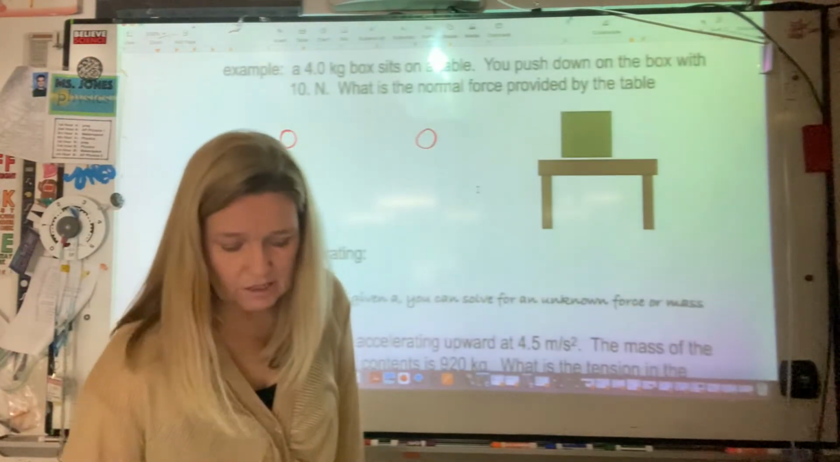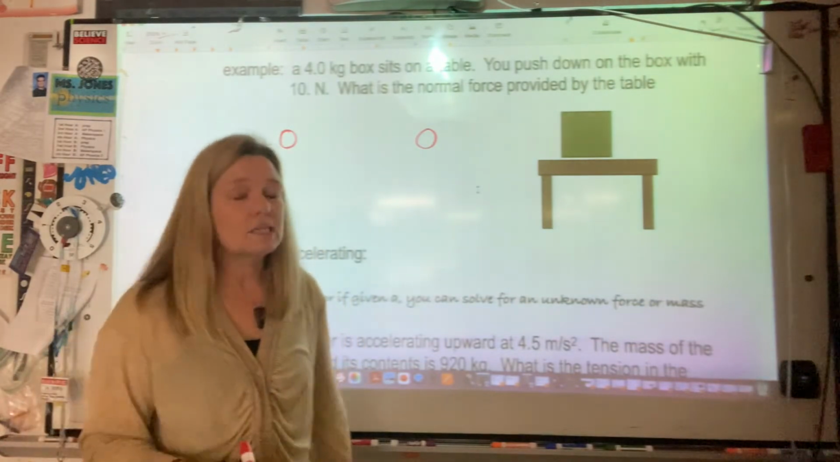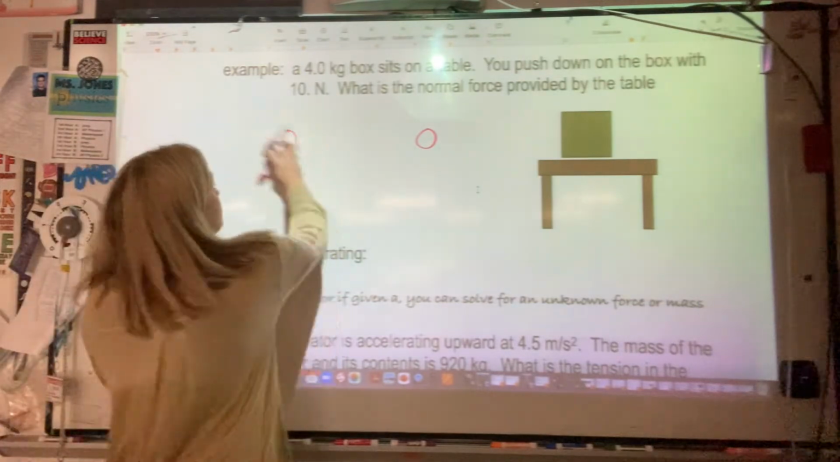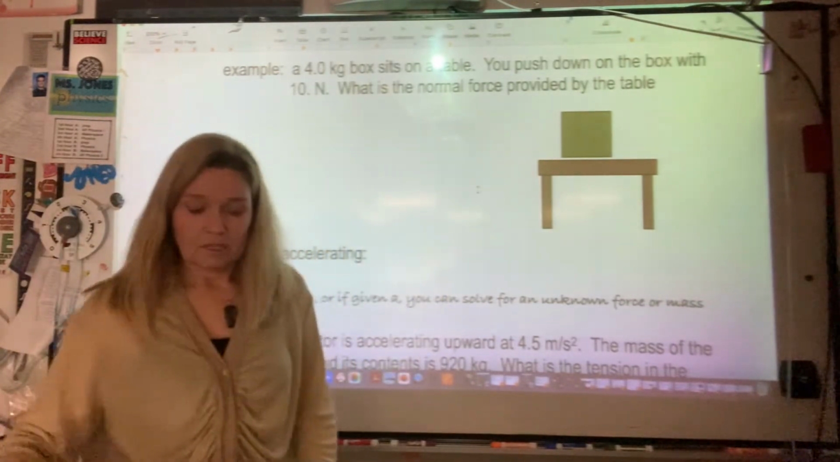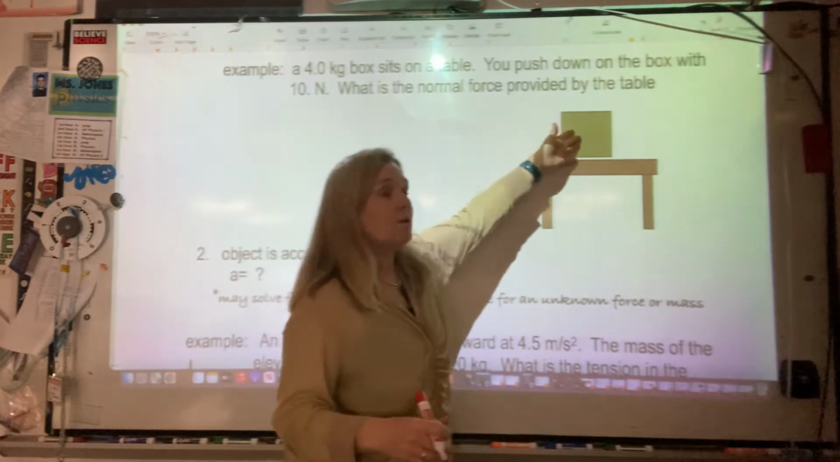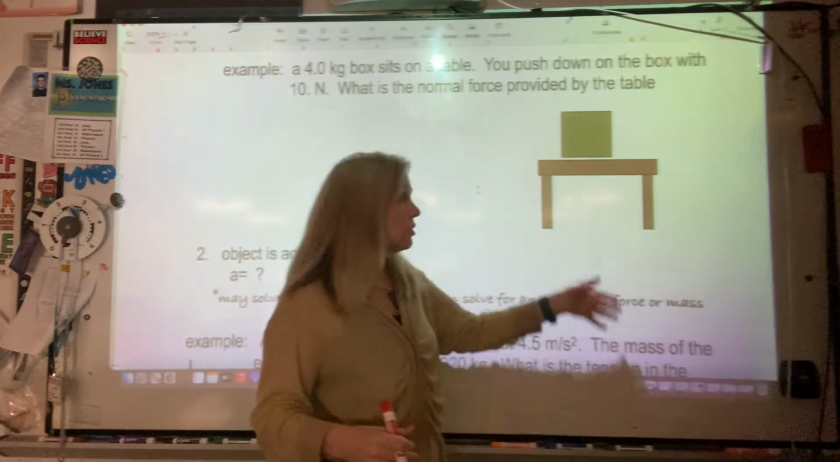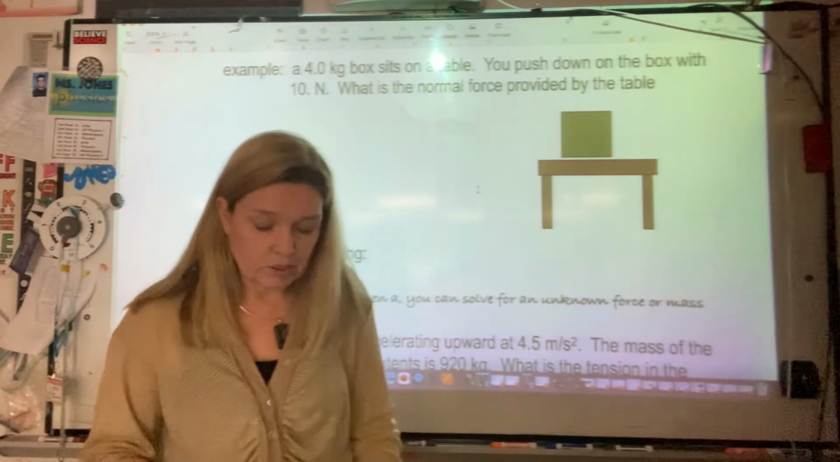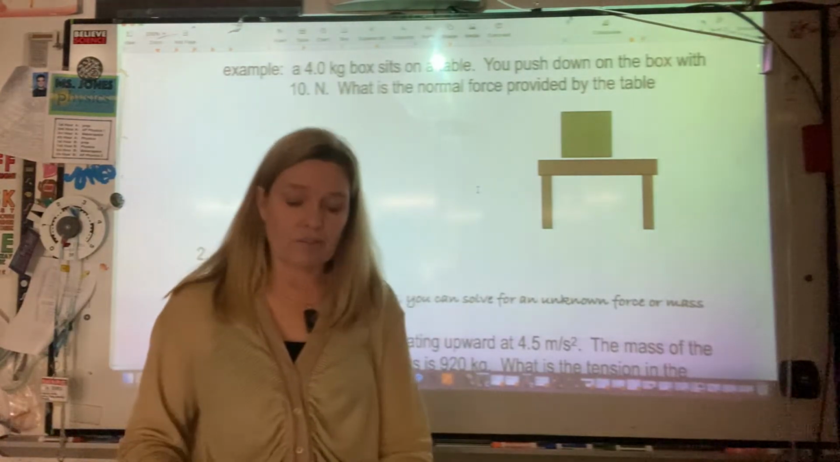Very classic. We always seem to draw lots of boxes with physics. Here we go. Got a box sitting on a table. If a box is sitting on a table and this box is not falling downward, accelerating downward, then again, we know all the forces must be canceling. And now what forces are there?